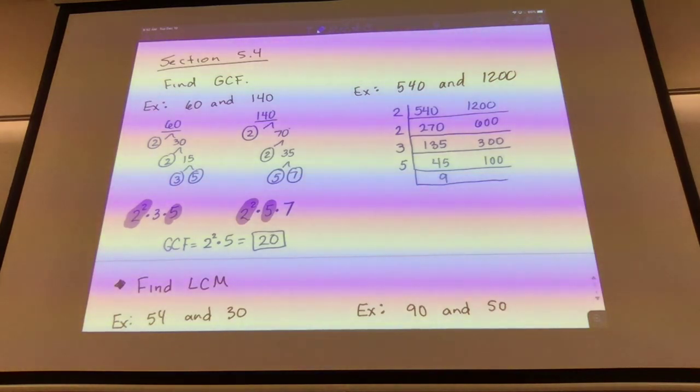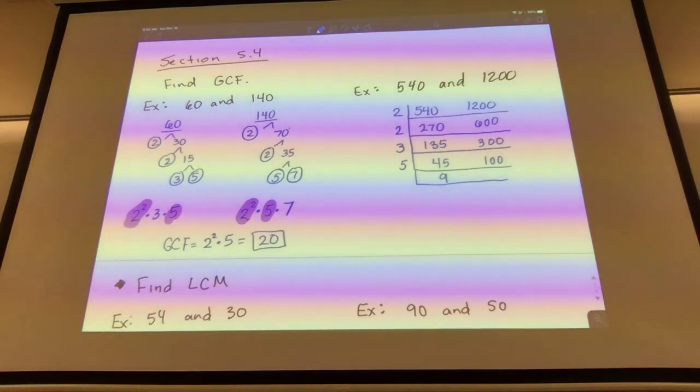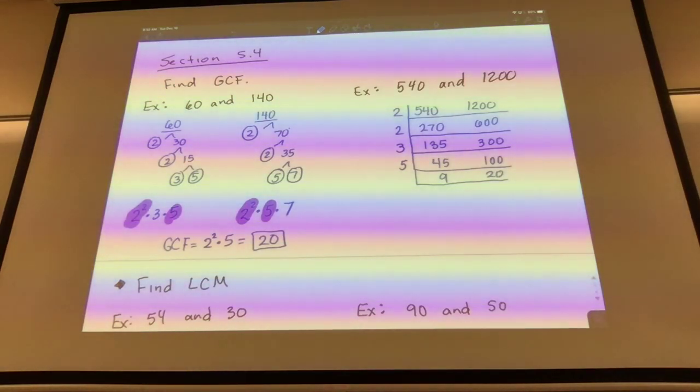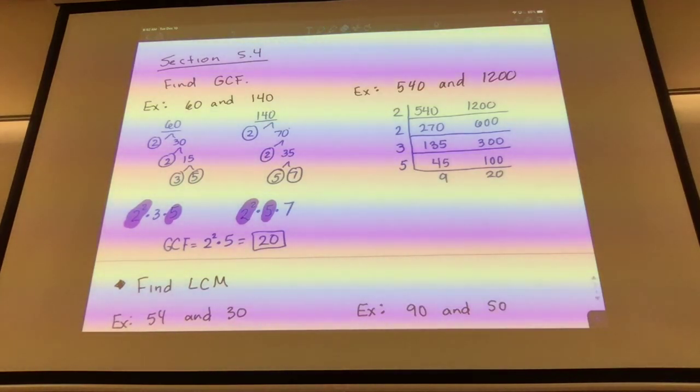We're struggling writing and talking at the same time this morning. So what's 100 divided by 5? 20. Okay. Now 9 and 20 don't have anything in common, so there's nothing else I can divide there.